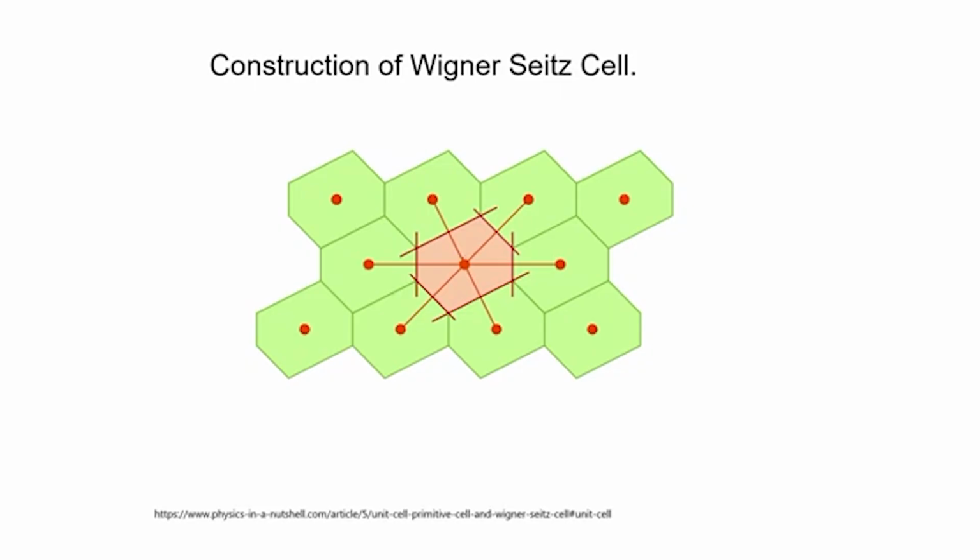You see that there is a red point here, and that is connected to all its neighbors in say a honeycomb kind of lattice, and these are the 6 neighbors that you see there. So, they are connected. Now, this is in 2D. So, you take the perpendicular bisector of each of these lines and the volume that it encloses, in this case it is an area, is the Wigner-Seitz cell.